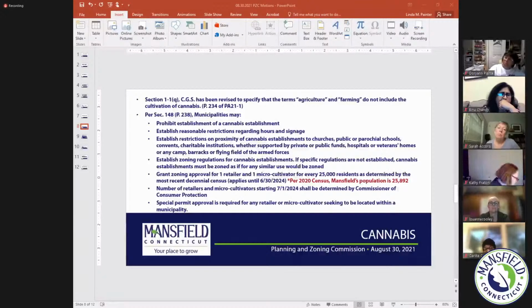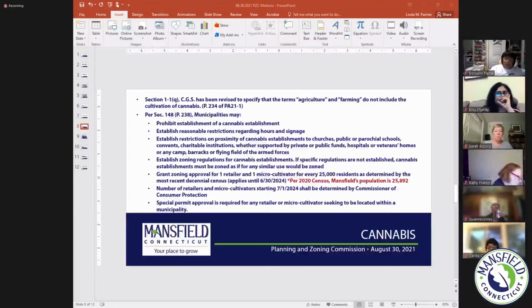So the fact that you can grow vegetables on your land does not mean that you can grow cannabis or marijuana. So the next highlights that are provided are what municipalities have the power to do when it comes to these cannabis establishments. First of all, the town could decide to prohibit the establishment of a cannabis establishment. In the next slide, we're going to go through what that includes, but it basically includes sales, cultivation, etc.